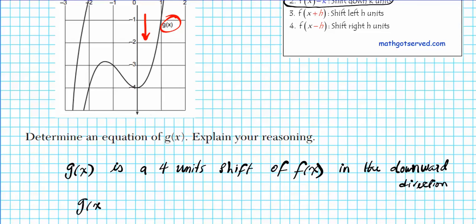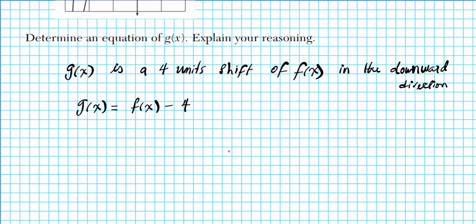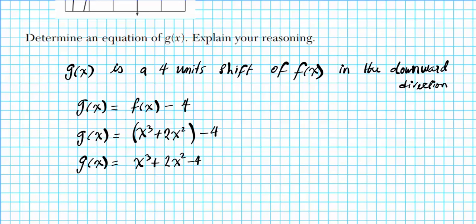All right, so guess what? g of x is simply going to be f of x minus, okay, for vertical shift, you just add or subtract depending on the direction and magnitude of the move. In this case, we're going 4 units down, so we're going to subtract 4. All right, so if you look at the problem, we already know what f of x is, right? So f of x is x to the third plus 2x squared. We replace f of x with its value and we subtract 4. Okay, so g of x is x to the third plus 2x squared minus 4. So this is our first answer, the equation of g.